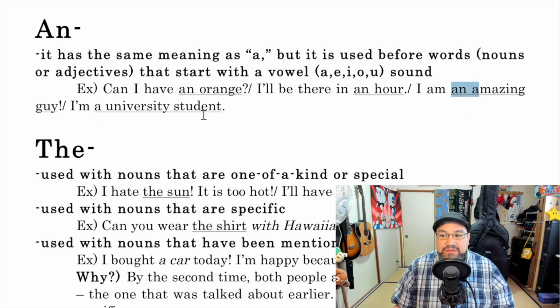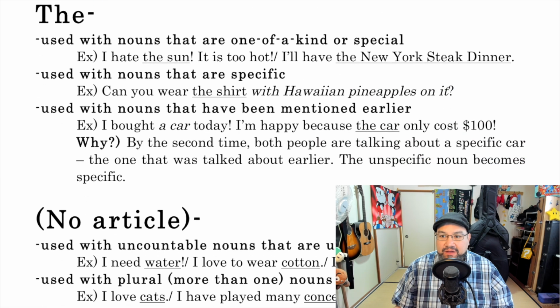I'm a university student. So this is you, but the sound is not oo. The sound is you with a Y sound. So it's a. I'm a university student. Okay? All right. Next is the.